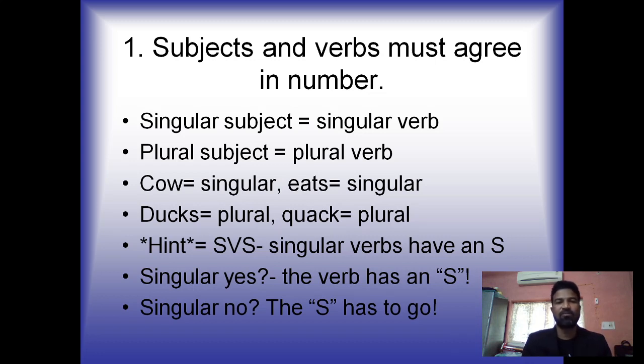I hope you now understand very clearly what is a singular subject and what is a plural subject. A singular subject takes a singular verb, and a plural subject takes a plural verb. Say, for example, cow is singular, eats is a singular verb. Ducks is plural, quack is a plural verb, which means we need not add any s form to the verb. So: cow eats grass, cows eat grass, duck quacks singular, ducks quack plural.